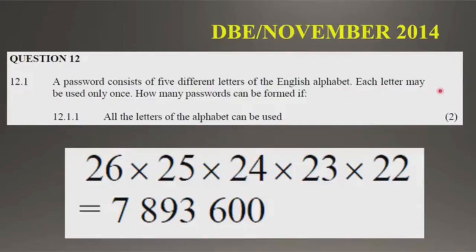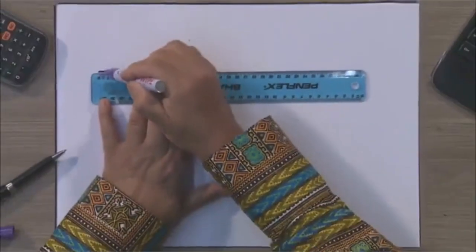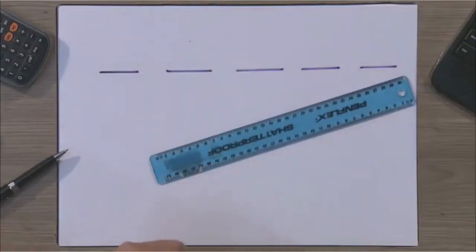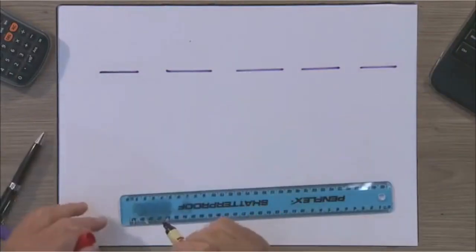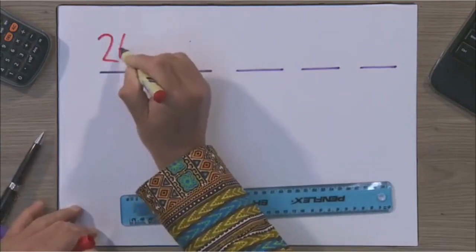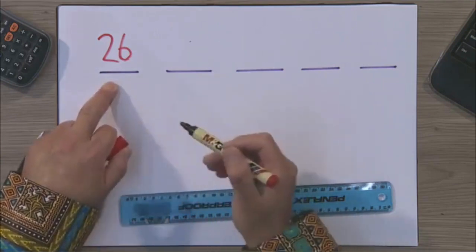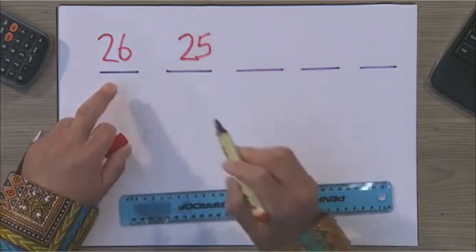Then we move on. Each letter may only be used once. Notice, the password has 5 different letters. How many passwords can be formed if all the letters of the alphabet can be used? They can only be used once. So a very easy way to do this is just to draw 5 spaces. So there's 1, 2, 3, 4, and 5. Now, let's have a look. There are 26 letters in the alphabet, so all 26 qualify for the first space. One of them is used up for that one, so I can't use it again. I'm left with 25. 2 of them are now used up.